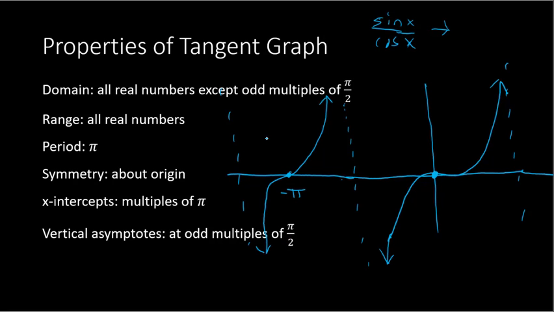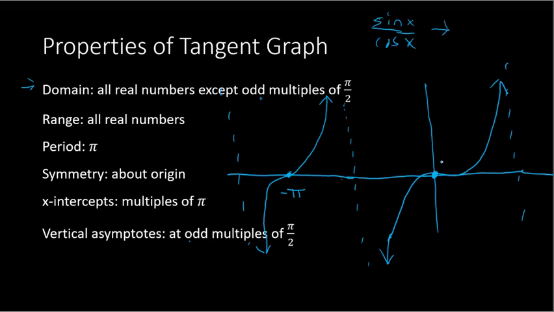And then we also have vertical asymptotes, as we mentioned, at odd multiples of pi over 2. All right, because that is where the domain is, right? The domain, the x values, can be anything except for odd multiples of pi over 2, because they're asymptotes at those locations.